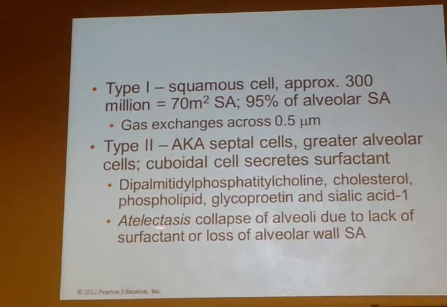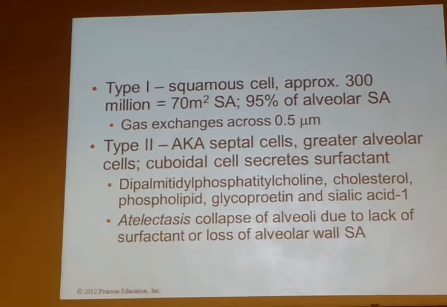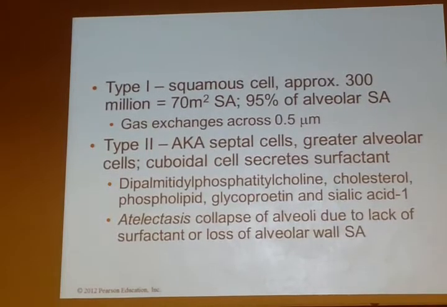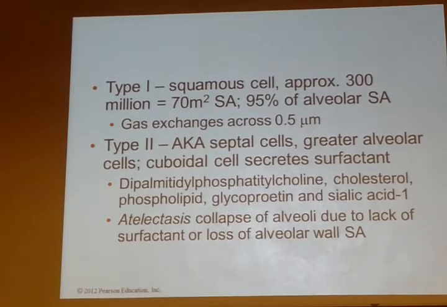The term for alveolar collapse is atelectasis. So, kind of a fancy word. It means the alveoli have closed down and are no longer able to provide the surface area for gas exchange.